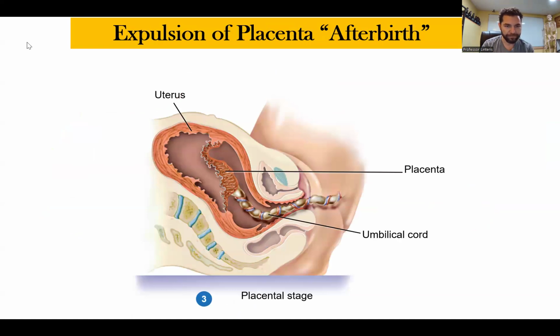Baby's out. Everything's good. Now we have the placental stage. So that placenta that was in there, that was kind of the bridge between the fetus and the mother's blood, super important, is expelled as well, right? So we call that the afterbirth. The umbilical cord as well as the placenta will be expelled as well.